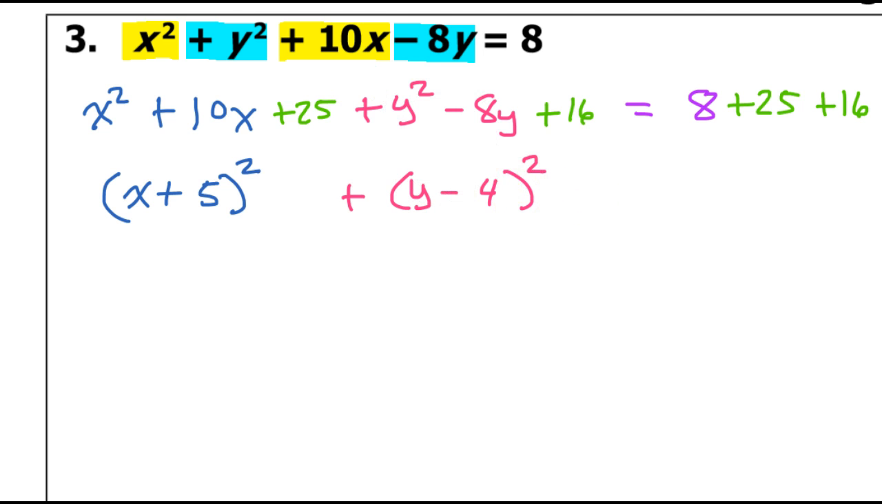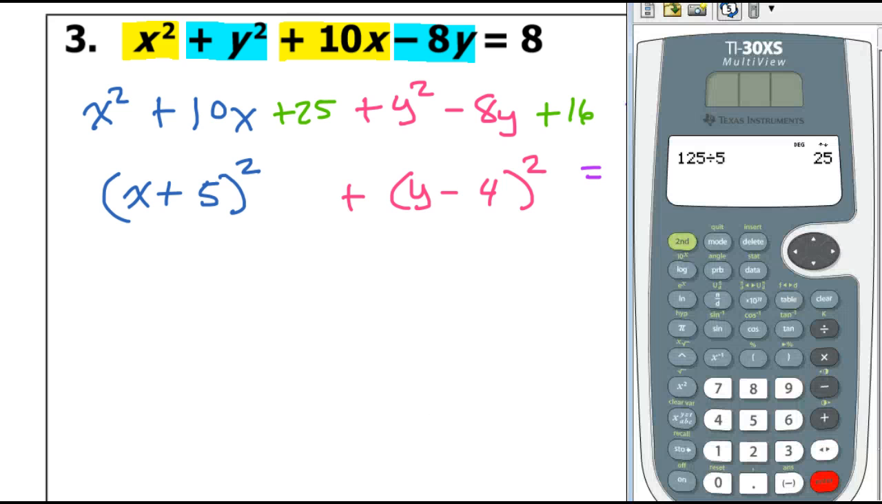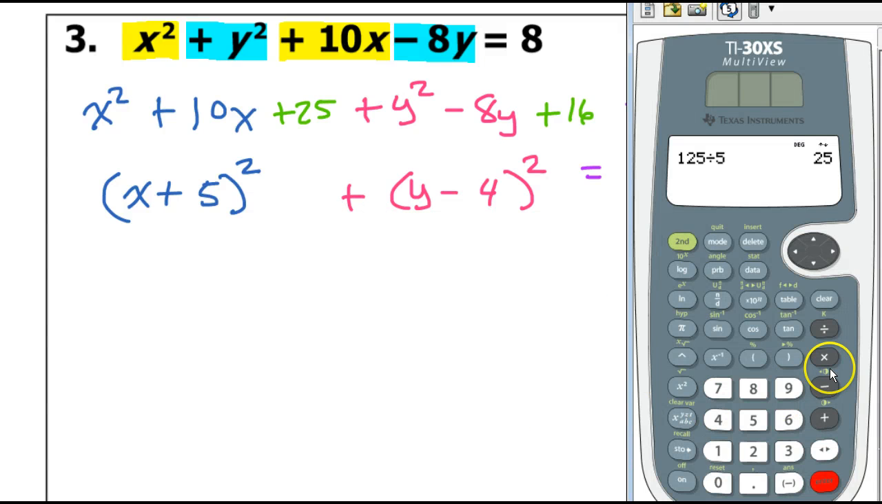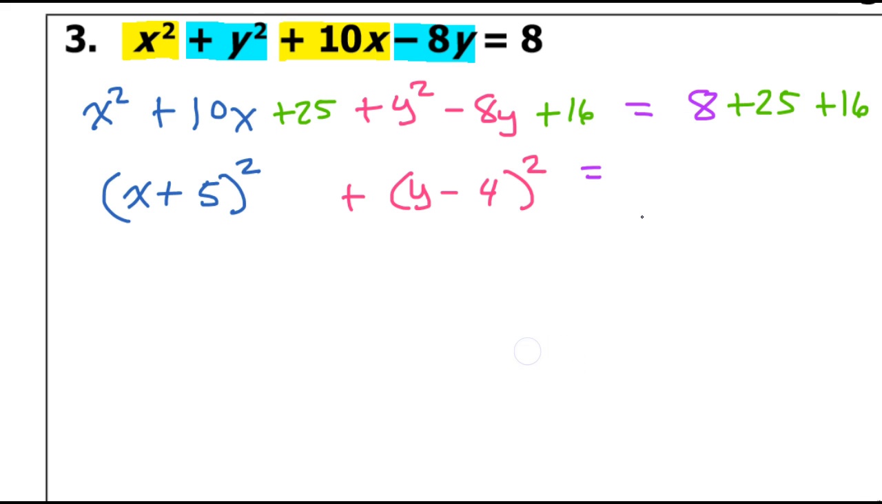Okay, so this is what I have so far. And now I can go ahead and look at the right-hand side of the equation. Okay, I see that it is 8, 25, and 16. So I've got 8 plus 25 plus 16. That is 49, which is nice because that's a nice perfect square. That's going to help me in a minute.